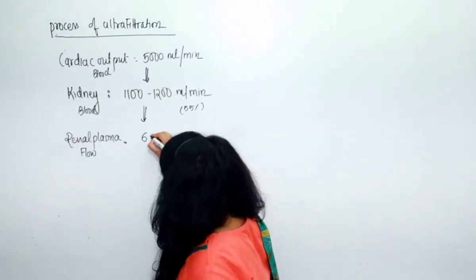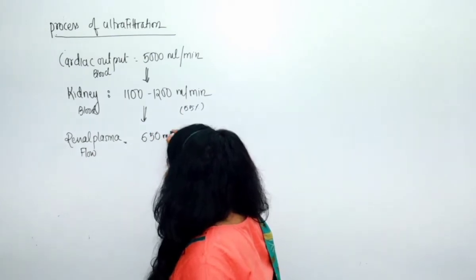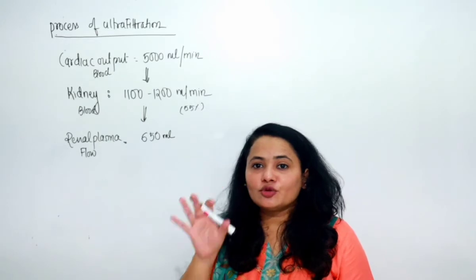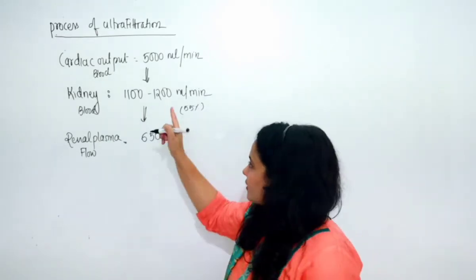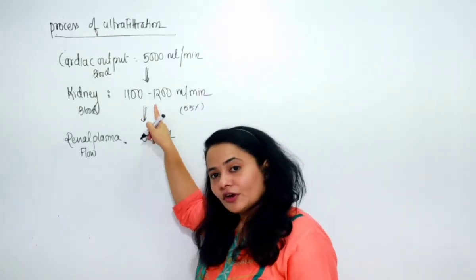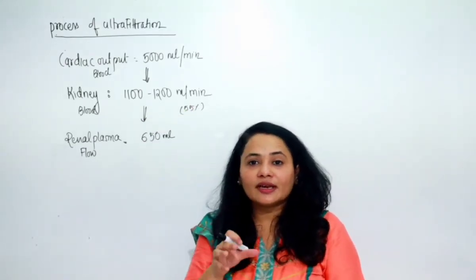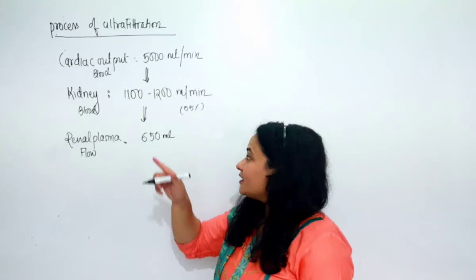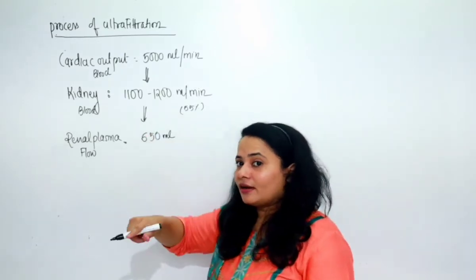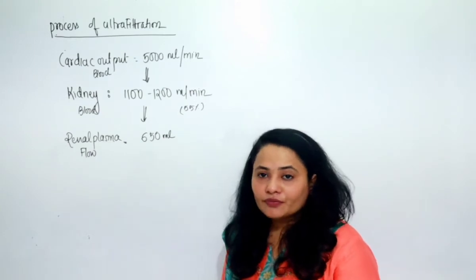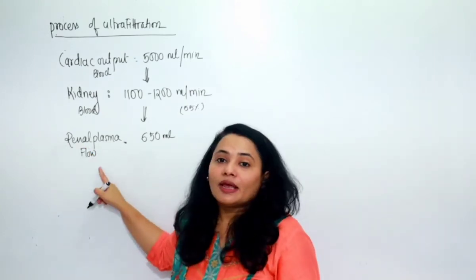Sorry, it is 650 ml. So if it is asked how much blood is entering the kidney for filtration, you need to remember that it is 1100 to 1200 ml. But if they are asking how much plasma is getting filtered, then it's not about the blood, which includes the cells. Actually we are going to talk only about plasma, that is 650 ml. So that is what you call renal plasma flow.